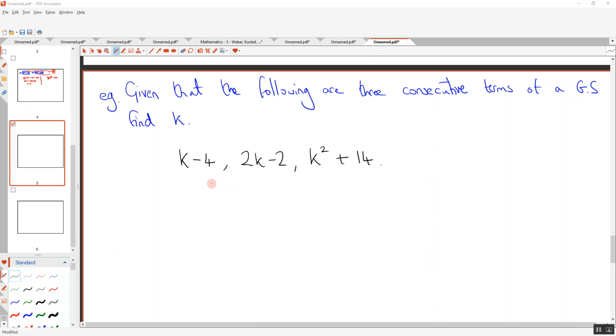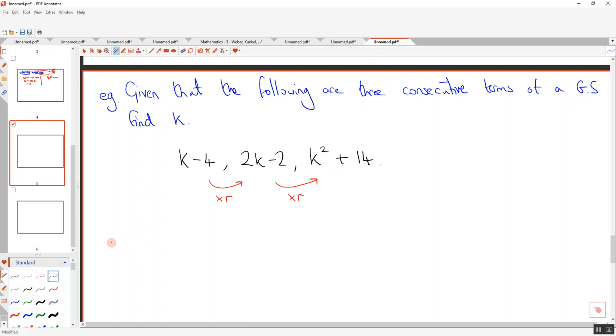Okay, so looking at this sequence, what do I know about it? What do I know about geometric sequences? Yeah, there has to be a common ratio. I don't know what it is, but if I multiply this by the common ratio, I get this. If I multiply this by the common ratio, I get this third term. Correct?